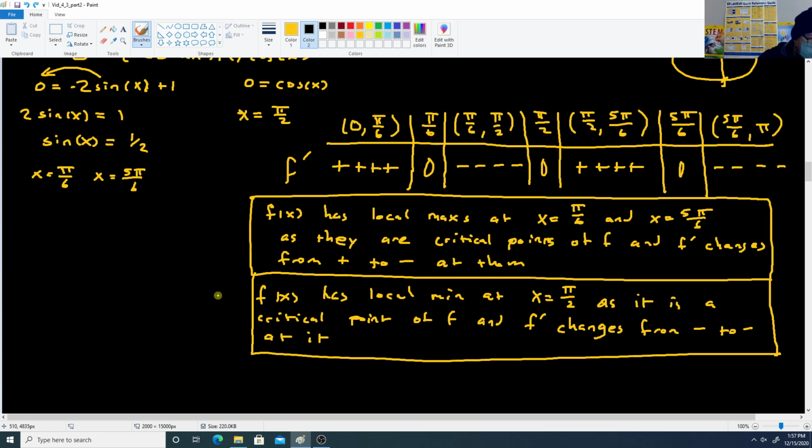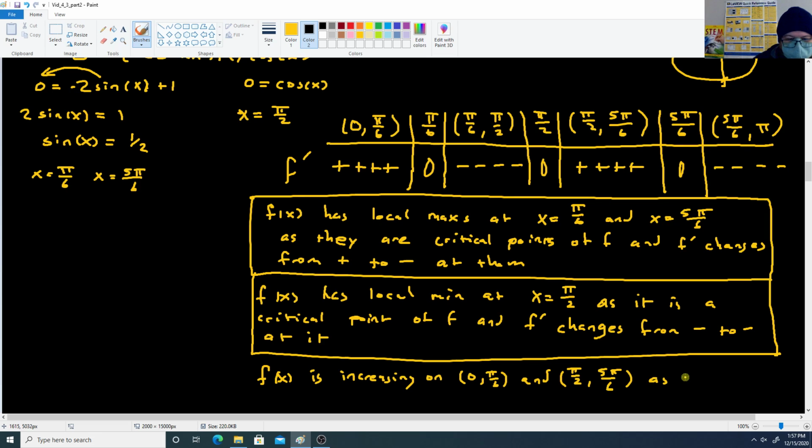So we'll say f of x is increasing on 0 up to pi over 6 and pi over 2 up to 5 pi over 6, as f prime of x is greater than 0, and f of x is decreasing on pi over 6 up to pi over 2 and 5 pi over 6 up to pi, as f prime of x is less than 0 there.